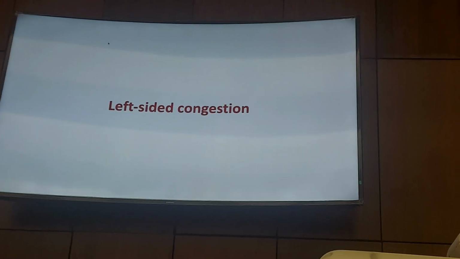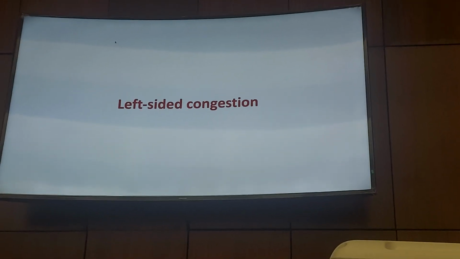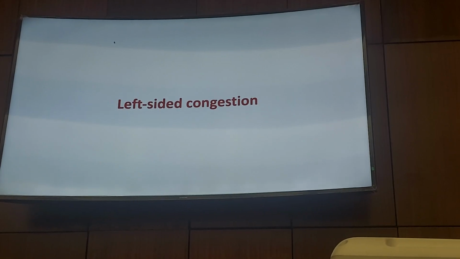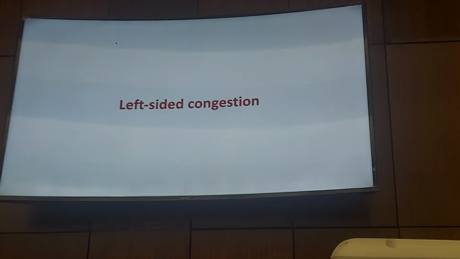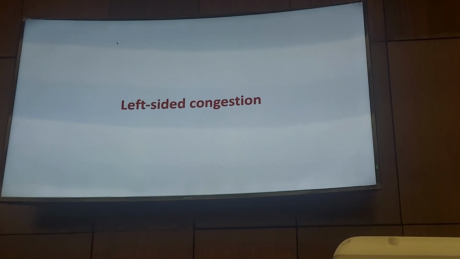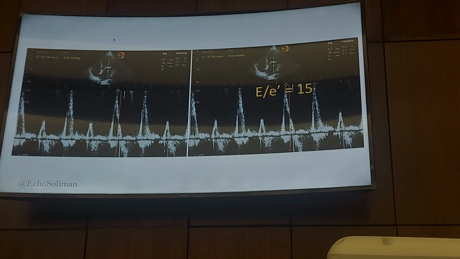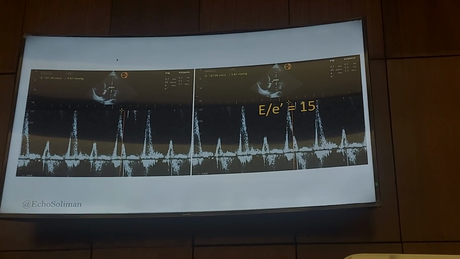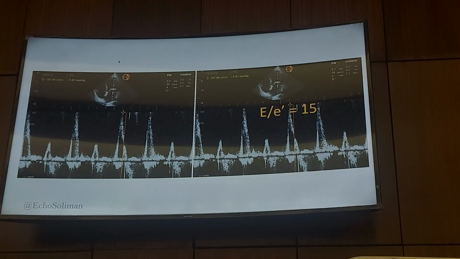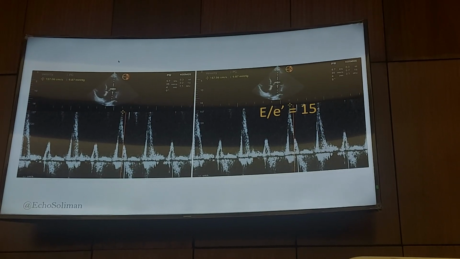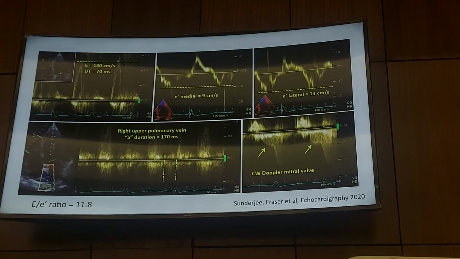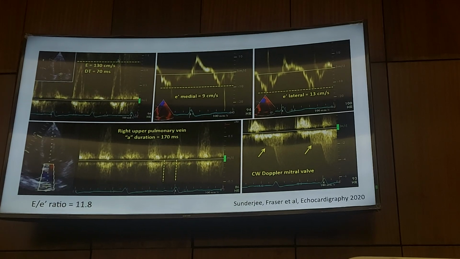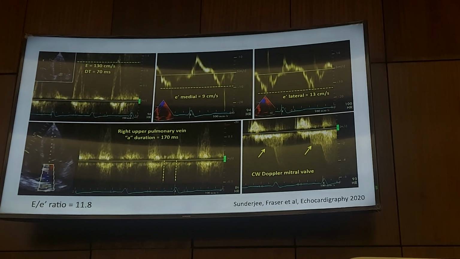Okay? Are you ready to move on to the next bit? The next bit is the left side. I'm not going to discuss diastology in this workshop. You're already doing lots of diastology, but I'm going to give you a hint. Transmitral flow Doppler: you all do E over A wave, E over E prime. I love E over E prime, and I use it to guide our hemodynamic monitoring.